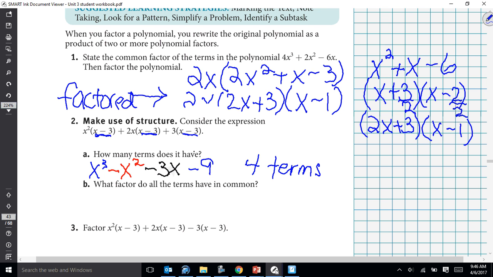So when they have that in common, what can we do like we did up here? We can take it out, right? These each had a 2x, so we can take this out. And what are we left with when we take that out? X squared plus 2x.